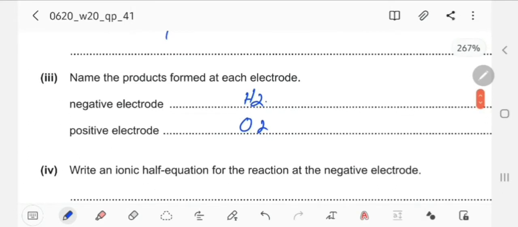So we don't have to write H plus ion or O negative 2 ion, because they are asking about the products. So the products would be hydrogen and oxygen.